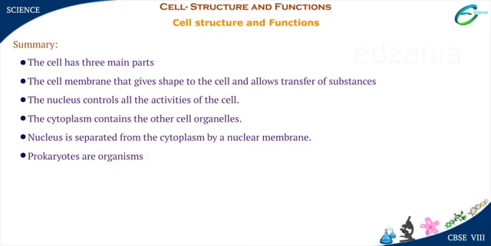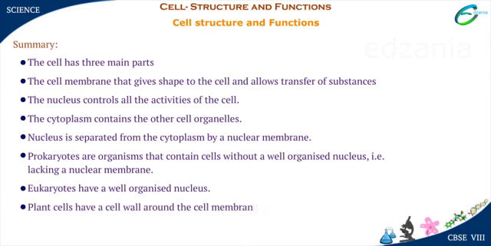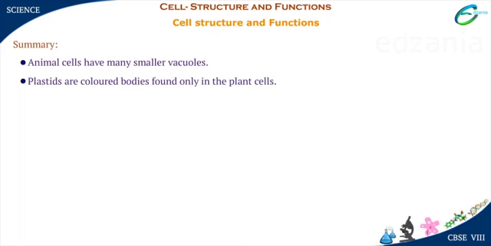Prokaryotes are organisms that contain cells without a well-organized nucleus, that is, lacking a nuclear membrane. Eukaryotes have a well-organized nucleus. Plant cells have a cell wall around the cell membrane, unlike animal cells. Plant cells have a huge central vacuole. Animal cells have many smaller vacuoles. Plastids are colored bodies found only in the plant cells. Chloroplasts are green plastids that contain the pigment chlorophyll.